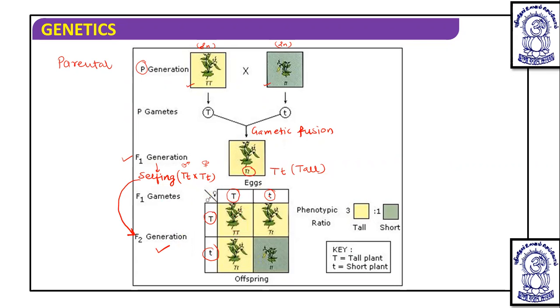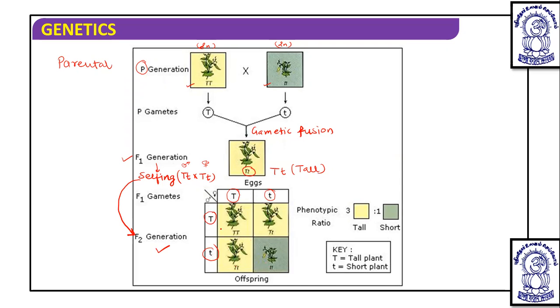Similarly, when capital T fuses with the small t gamete, it will produce capital T small t. Here also, when small t fuses with capital T, it is going to produce a capital T small t plant. And here, when small t combine, they are going to produce a small t plant.